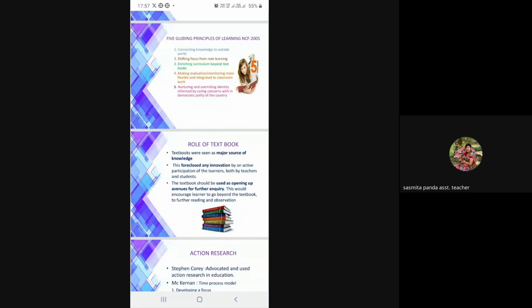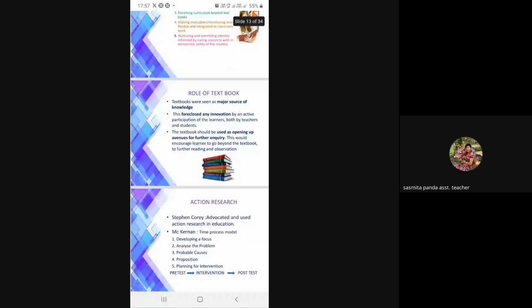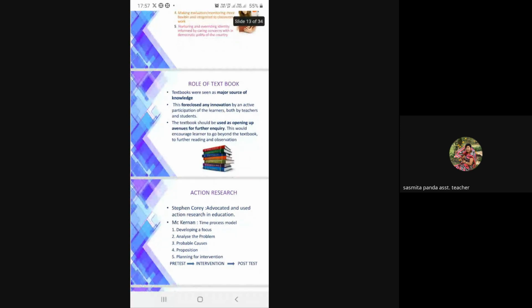Next, another challenge is that we have many classroom problems. Inside the classroom, certain problems are there, and as a teacher, we are aware of it. So to solve all those classroom problems, mostly teachers do action research. Have you heard this word, action research? Do you have any idea about this subject? Yes, ma'am. Yes, ma'am.